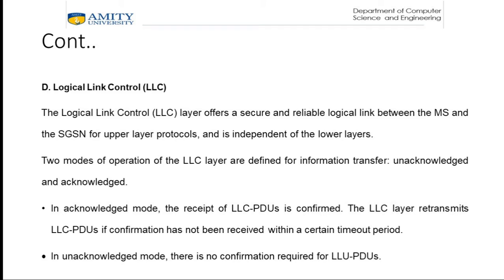In unacknowledged mode, the LLC layer offers the following two options. First is transport of protected information, which means that if an error occurs within the LLC information field, the frame will be discarded. Next is transport of unprotected information, which means that if an error occurs within the LLC information field, the frame will not be discarded. So this is unprotected, and in protected, the frame will be discarded.